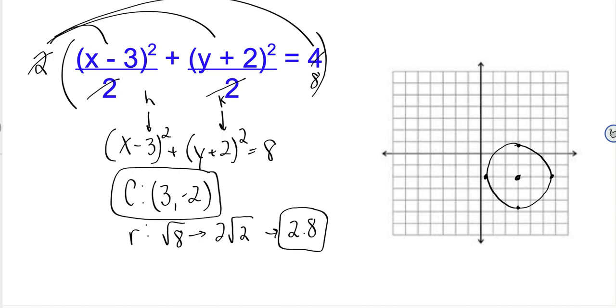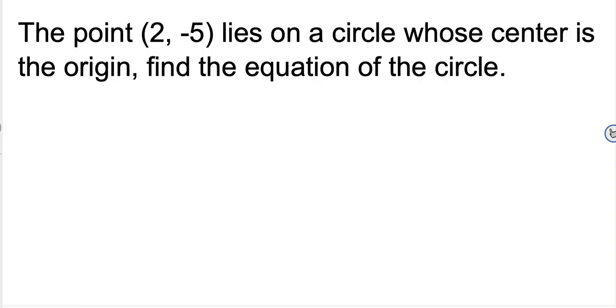Not too bad. Some other questions you might run into would be something like this. It says the point 2, negative 5 lies on a circle whose center is the origin. Find the equation of the circle. So the center is the origin. That means it's going to be something like this. And these h and k are going to be 0, 0 since the center is the origin. But we have to find the radius.